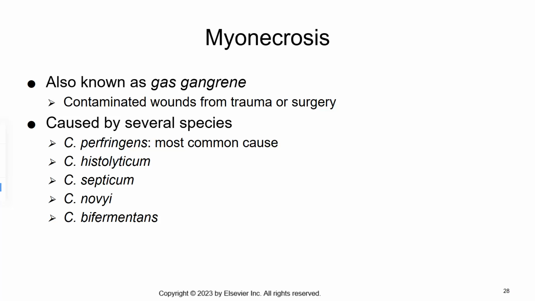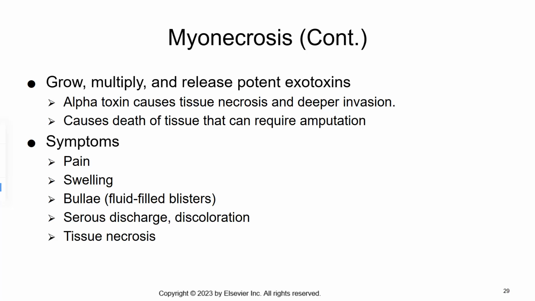Myonecrosis, also known as gas gangrene. Contaminated wounds from trauma or surgery, caused by several species of Clostridium: perfringens, histolyticum, septicum, novyi, and bifermentans. They grow, multiply, and release potent exotoxins. Alpha toxin causes tissue necrosis and deeper invasion, causing death of the tissue that can require amputation. Symptoms would be pain, swelling, fluid-filled blisters, serous discharge or discoloration, and tissue necrosis.